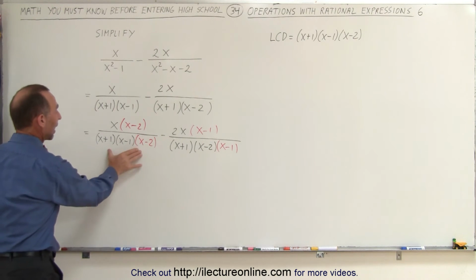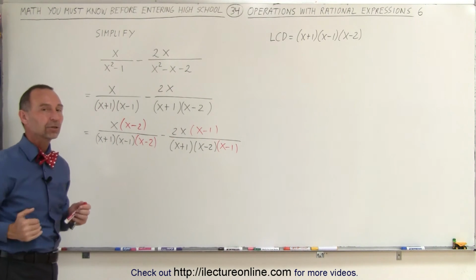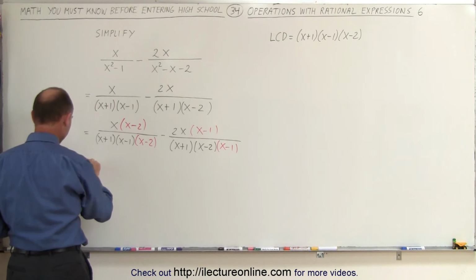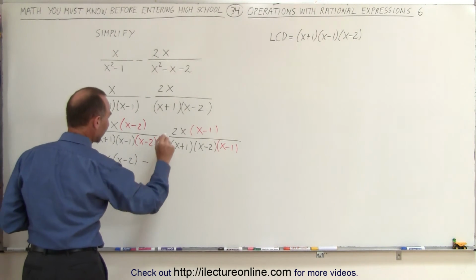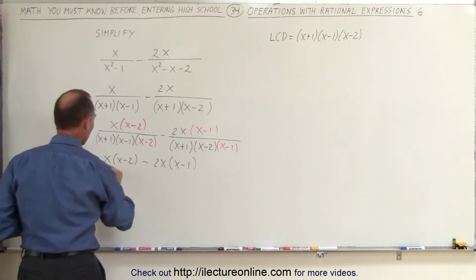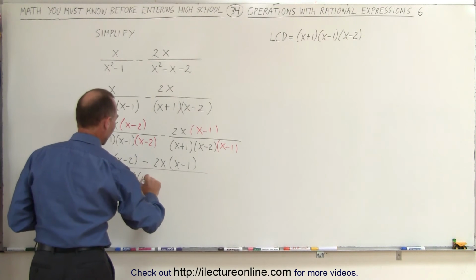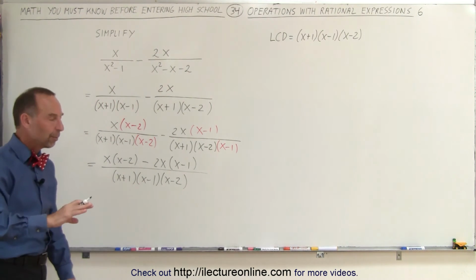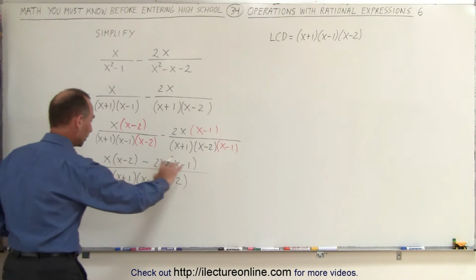But now we can see that we have the same common denominator, so the two numerators can be written over one single common denominator. So let's do that. This can now be written as x times x minus 2 minus 2x times x minus 1, all over the same common denominator of x plus 1, x minus 1, and x minus 2. Now I just have to simplify the numerator and see if there's anything I can cancel out. So I'm going to multiply this together.